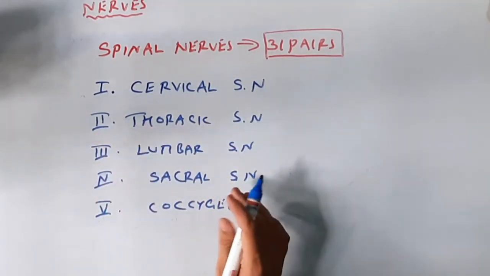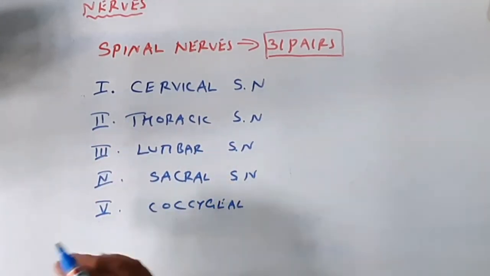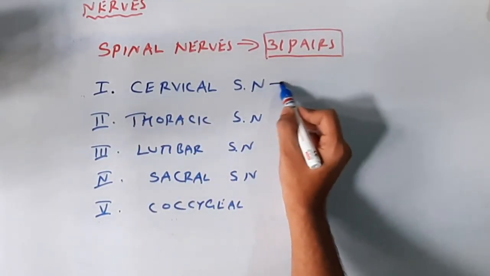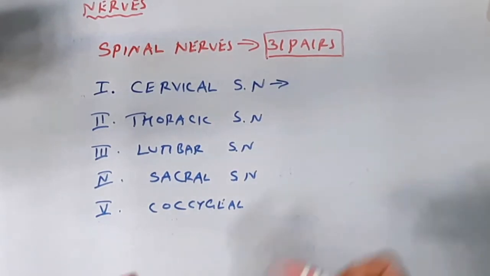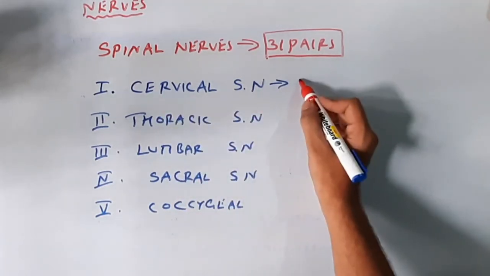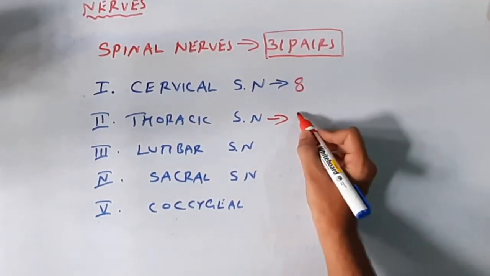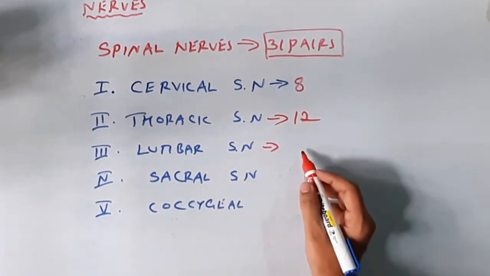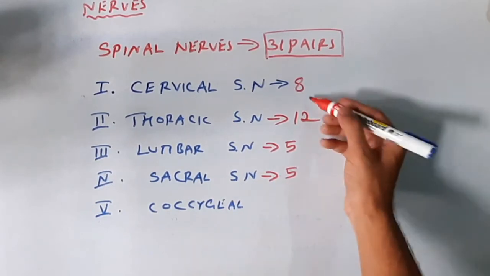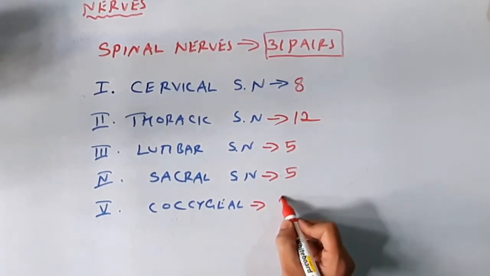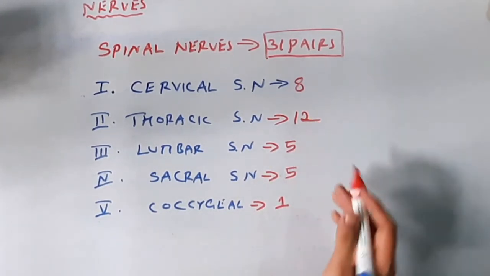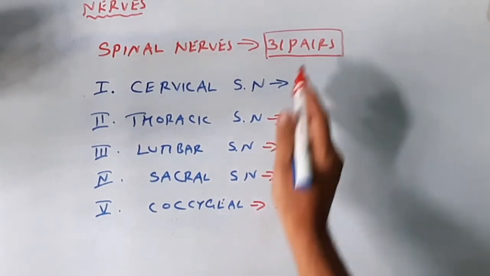It is classified based on which part of the vertebral column these spinal nerves originate from. Cervical spinal nerves originate from the cervical part of the vertebral column. Cervical we have 8, thoracic we have 12, lumbar spinal nerves we have 5, and sacral spinal nerves we have 5. So 20, 30, and coccygeal we have only 1, because the coccyx bone is fused. These are the different types of spinal nerves, and ultimately they make 31 pairs.